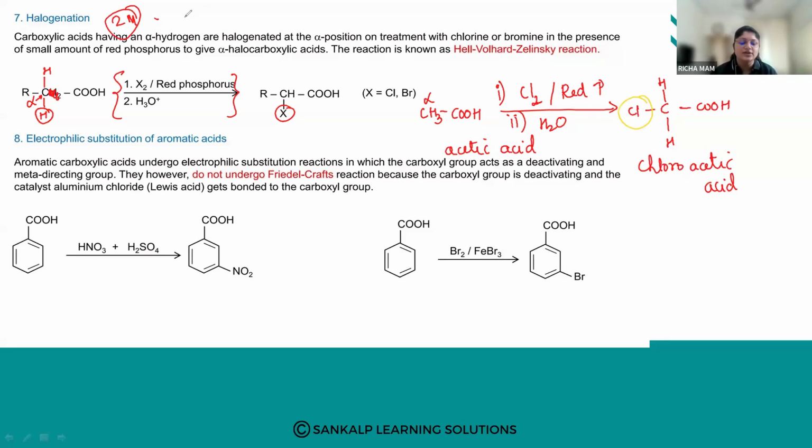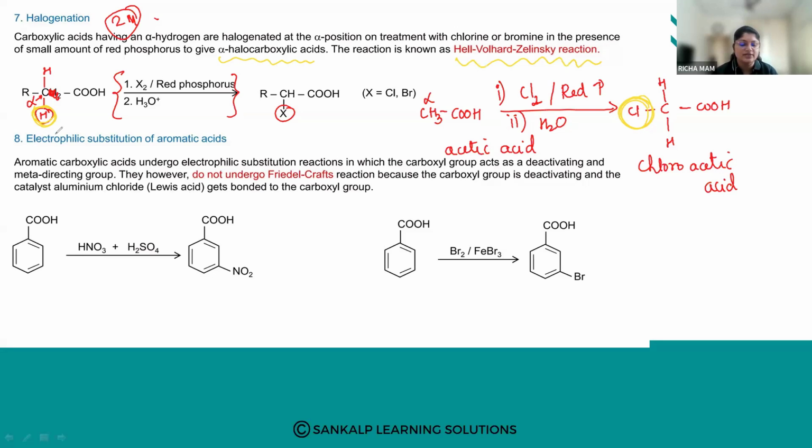Understood? This is a substitution reaction, where we substitute at the hydrocarbon part. One of the hydrogens is replaced by your chlorine atom, so one halogen is introduced. Alpha halo carboxylic acids are formed, and this name reaction is called the Hell-Volhard-Zelinsky reaction.